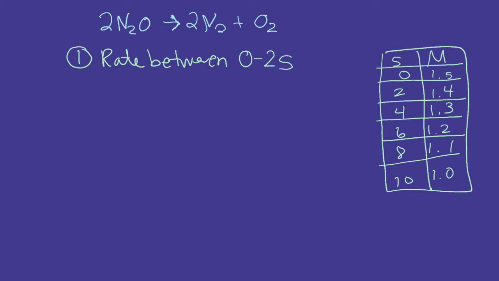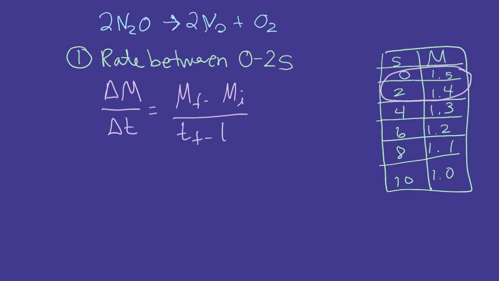So if we look here, between 0 and 2, we're going to look over at the graph, we're given 2 molarity values. So we're going to take the equation, the change in molarity over the change in time, which is molarity final minus molarity initial over T final minus T initial. And so the molarity is going to be 1.4 minus 1.5 over 2 minus 0. Okay, so we're going to end up getting 0.1 divided by 2. So it's 0.05 molarity per second.